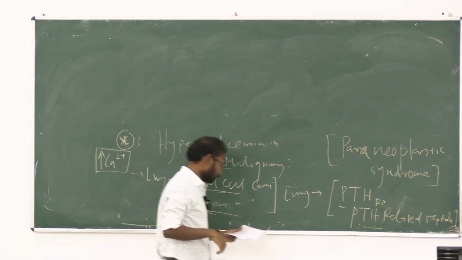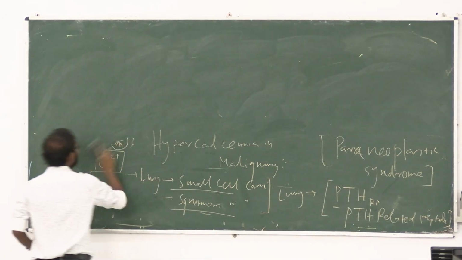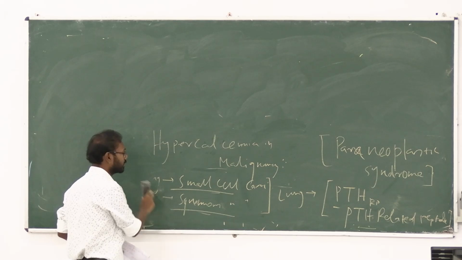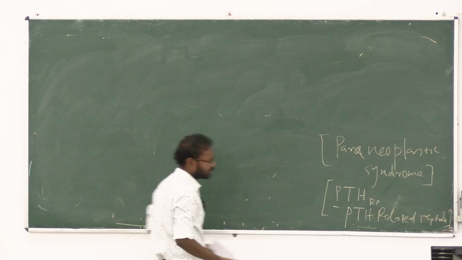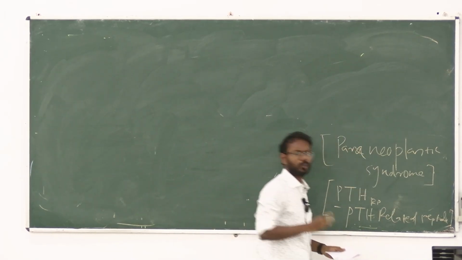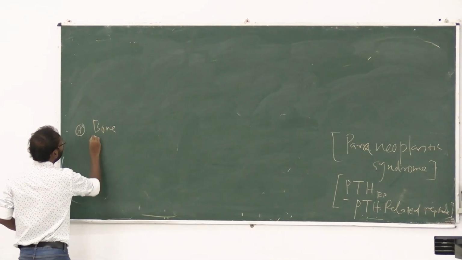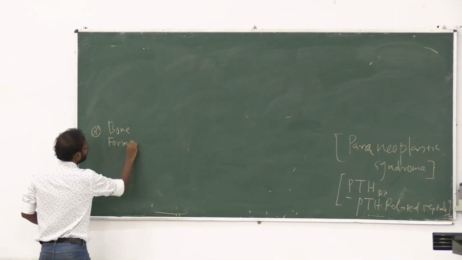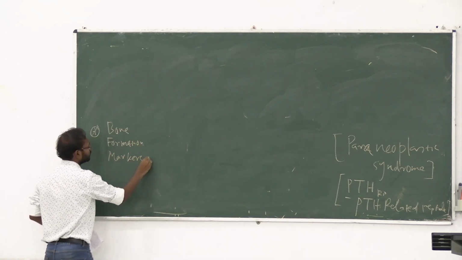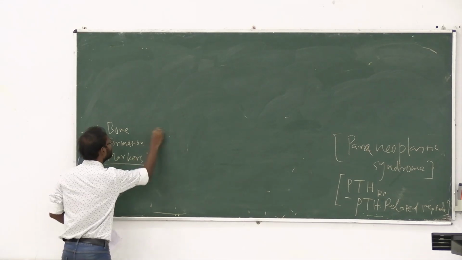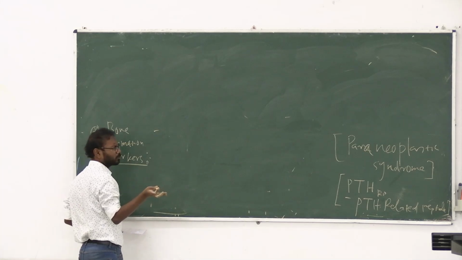And another is bone formation markers. There are a few markers which help in bone formation. There are a few markers which help in bone breakdown. You know the names, bone formation markers and bone resorption markers. Make both very well. Bone formation markers. There are 3 bone formation markers. Nothing, you have to just mug it up. You don't have to understand anything.